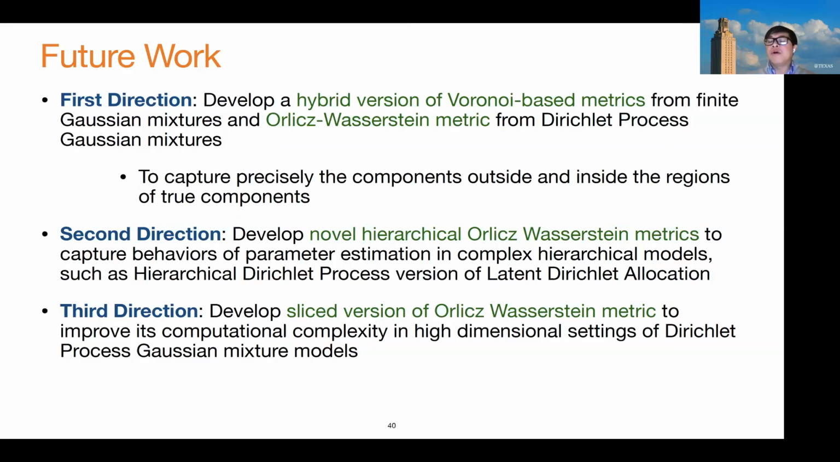And the final direction is that the computation right now for the Orlicz-Wasserstein metric is quadratic in terms of the number of components. We also hope to develop some version of that metric that is only linear in the number of components, because if you want to perform model selection, to choose the number of components, we hope that we can compute that distance very fast in high dimension. It's also the hope that we can develop some slight version of the Orlicz-Wasserstein metric such that we can compute it in linear time in terms of the number of components, so that we can use it in the high dimensional settings of the Dirichlet process mixture models.